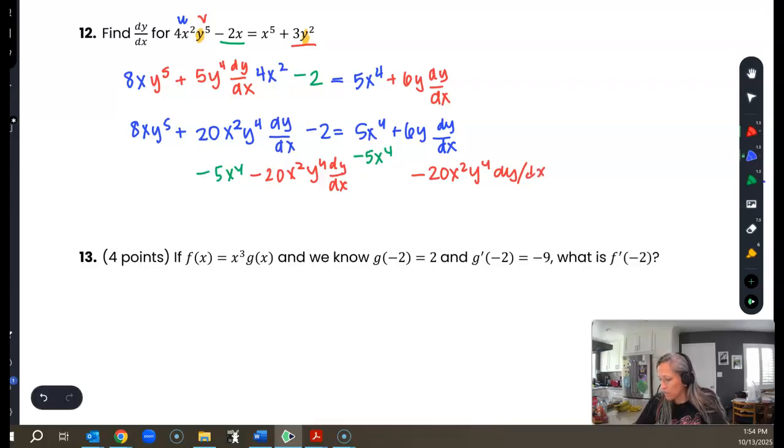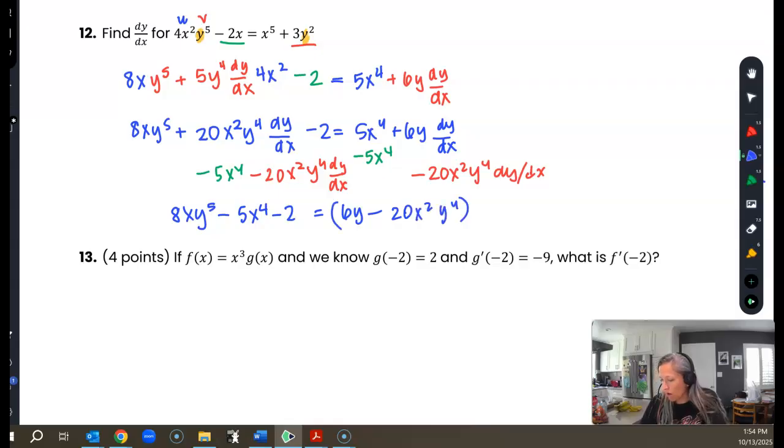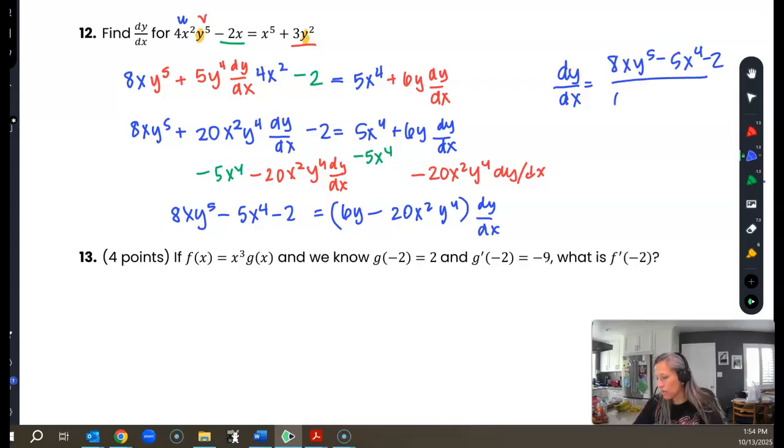So anyways, we end up with 8x times y to the fifth minus 5x to the fourth minus 2 is equal to 6y minus 20x squared y to the fourth, all of that times my dy dx, and then we ended up with our final answer, which you might have had the signs reversed on. But something like this should have been the answer you ended up with.